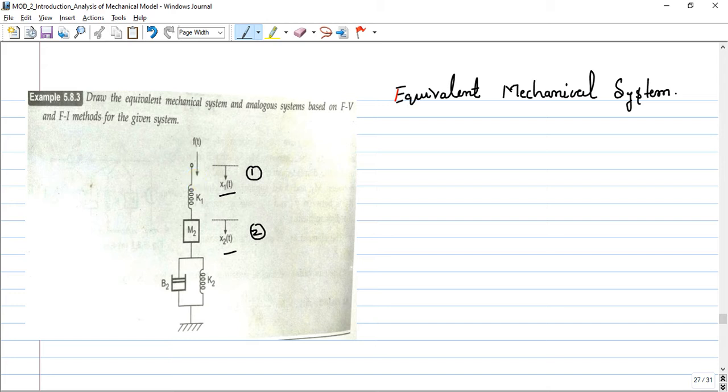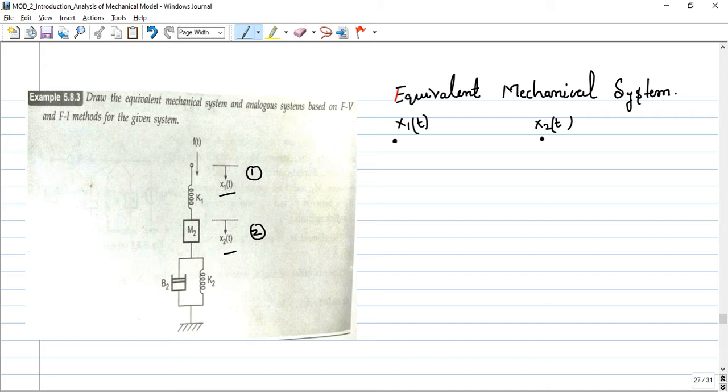By using that nodal diagram we shall represent the mechanical differential equation. So in total we have two displacements, so the same I will represent with node number 1, that is x1 of t, and node number 2, that is x2 of t. And the second step, after identifying the displacements, you should check what are the elements under that particular displacement.